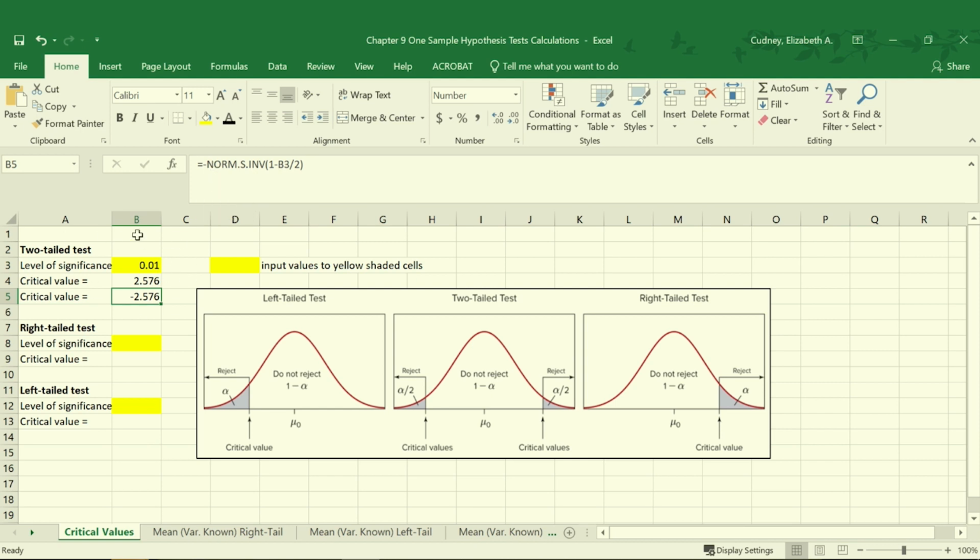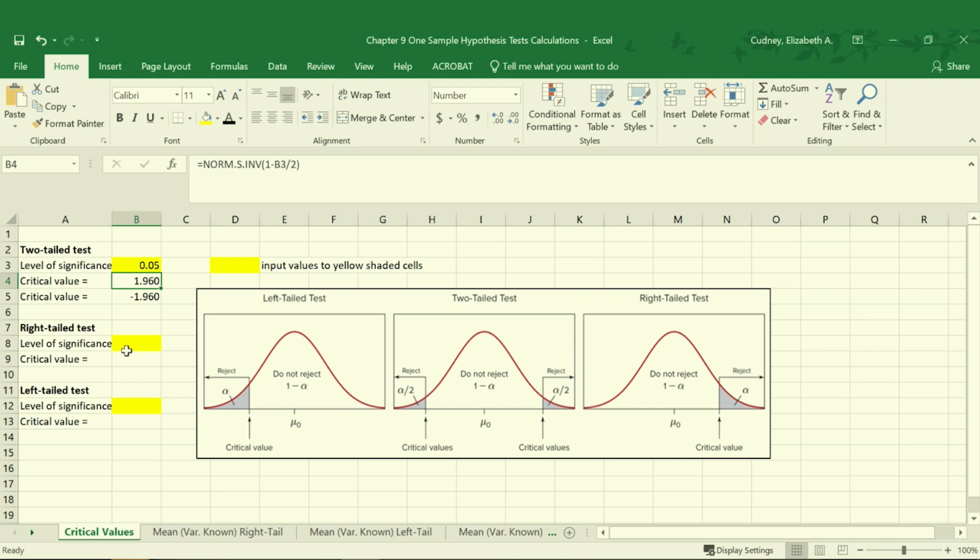By setting up this function, I can change my level of significance. So let's say instead of a 0.01 or 99%, I want to use 95%. I can change this value then to 0.05 and it automatically updates my critical values.